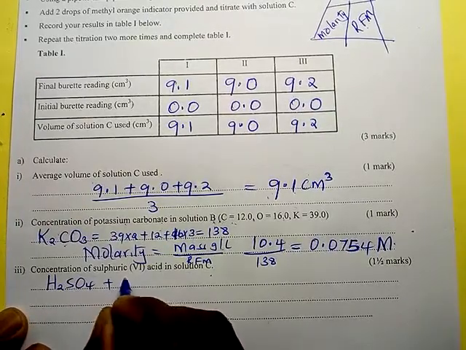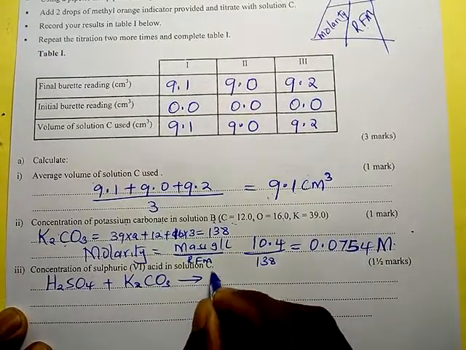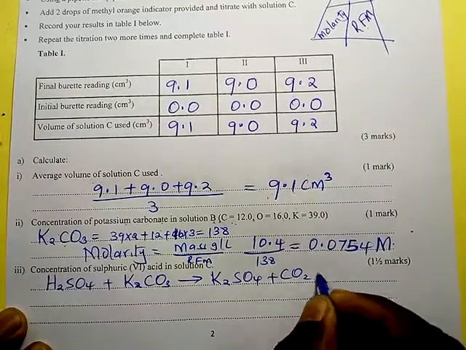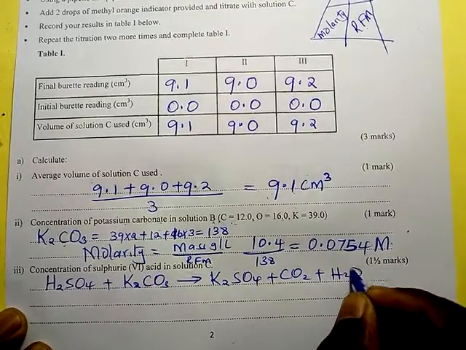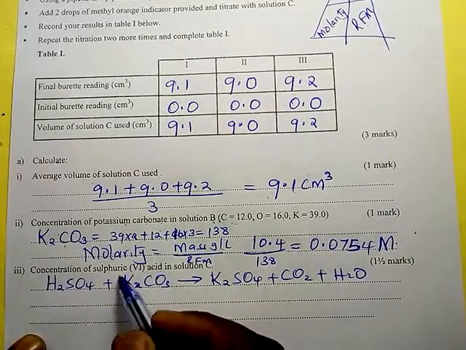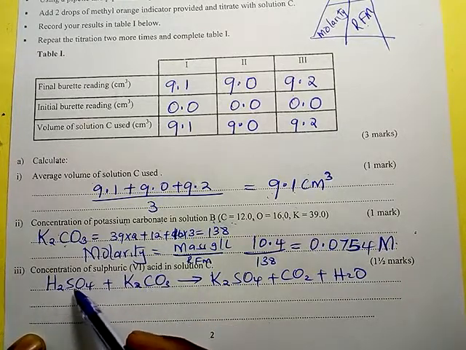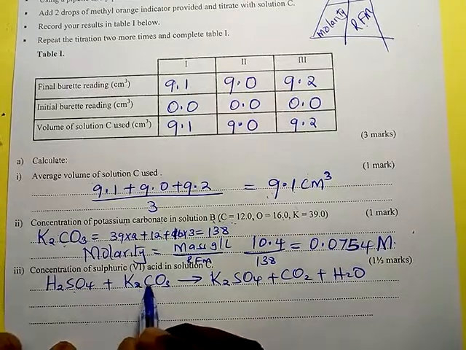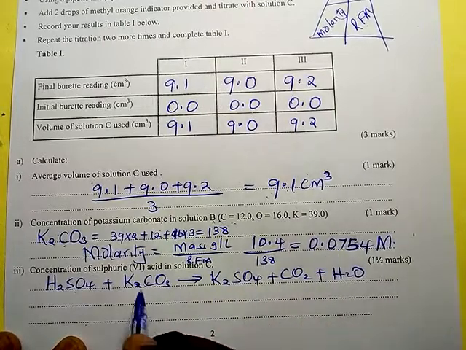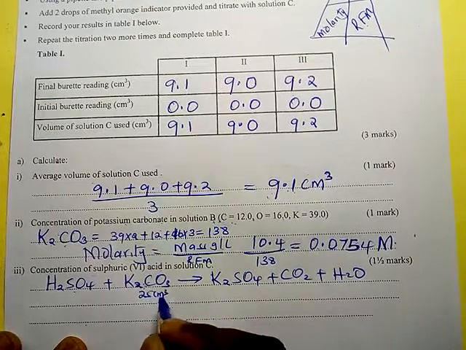has reacted with potassium carbonate to give us potassium sulfate plus carbon dioxide plus water. The most important thing where we are writing the equation is to get the ratio, and you can see the ratio is 1:1, meaning that the number of moles of the carbonate is equal to the number of moles of sulfuric acid solution C. We know the molarity of the carbonate is here. But we know the volume of potassium carbonate used. It is 25 centimeters cube, solution B.